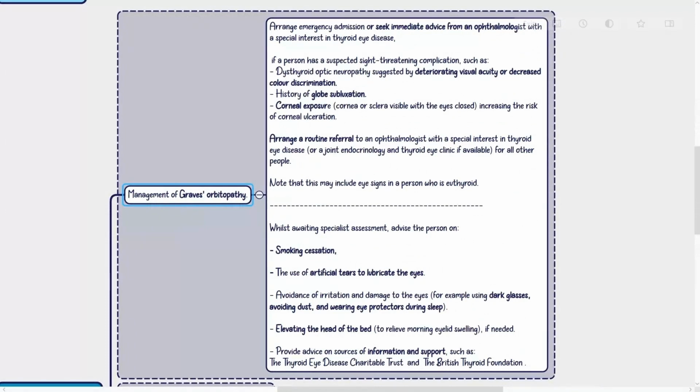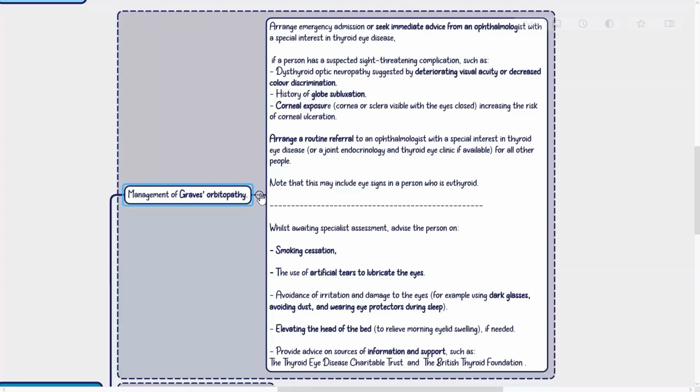Management of Graves' orbitopathy. Arrange emergency admission or seek immediate advice from an ophthalmologist with a special interest in thyroid eye disease if a person has a suspected sight-threatening complication, such as dysthyroid optic neuropathy, suggested by deteriorating visual acuity or decreased color discrimination, history of globe subluxation, corneal exposure, cornea or sclera visible with the eyes closed, increasing the risk of corneal ulceration. Arrange a routine referral to an ophthalmologist with a special interest in thyroid eye disease, or a joint endocrinology and thyroid eye clinic if available.